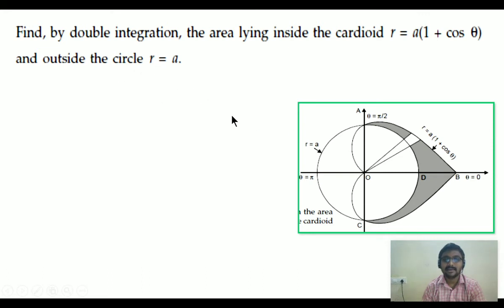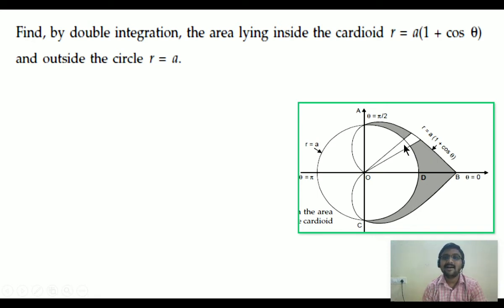And we will have a circle r equal to a, that is, centered at the pole and having radius a units. So it is the rough sketch of the region, but we have to find out the area lying inside the cardioid and outside the circle, the shaded or dark area we have to find.